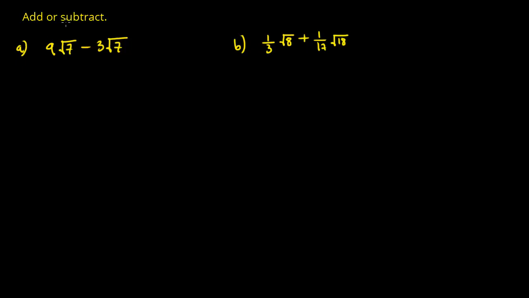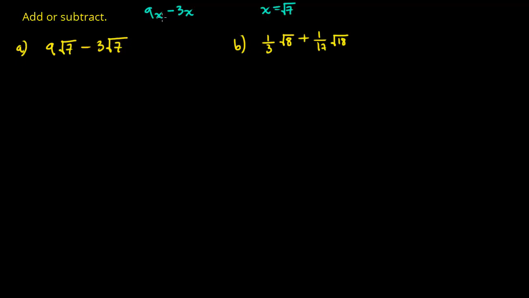Hi, in this video we'll look at how to add or subtract mixed radicals. So in example A, we have 9 times root 7 minus 3 times root 7. Now if you're wondering how we can simplify this, I want you to think of root 7 as being just a variable. So we can think of root 7 as being x. So we have 9x minus 3x. And we can say that x is equal to the square root of 7.